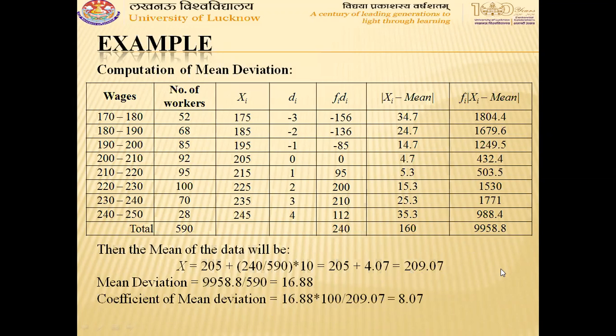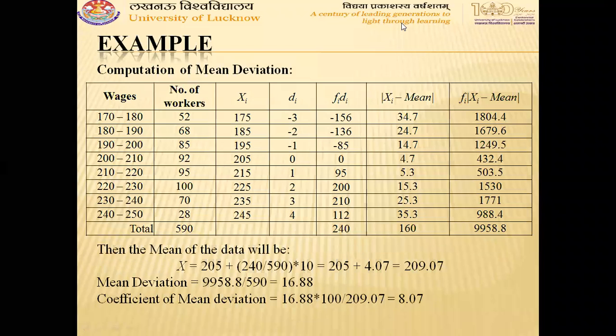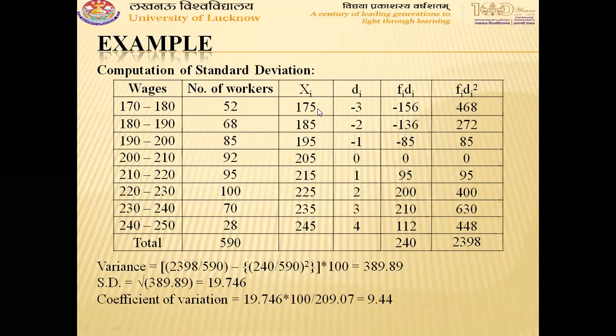Then calculate mean deviation using the formula. For standard deviation, we can directly square this absolute deviation, that is (xi minus mean) whole squared, or we can use the step deviation method, where we use change of origin and scale. I have used the step deviation method, where the assumed mean is taken as 205 and the width of the class interval is 10. So di will be obtained as (xi minus 205) divided by 10. So here di will become minus 3, minus 2, minus 1, 0, 1, 2, 3, 4.